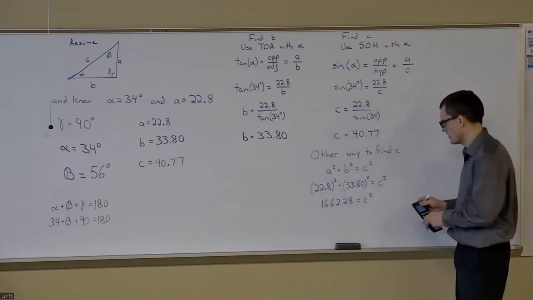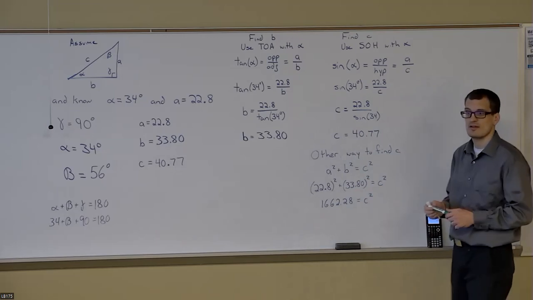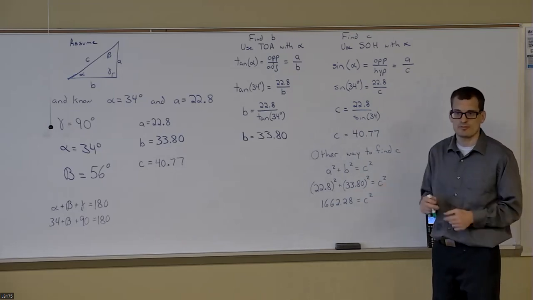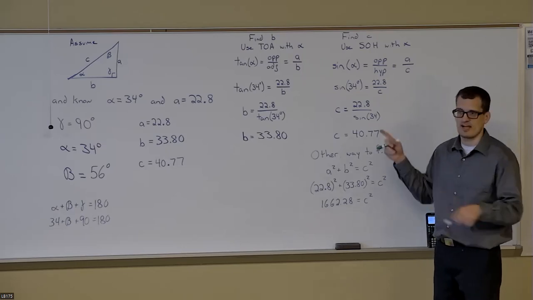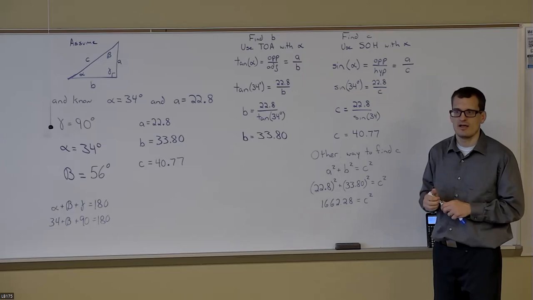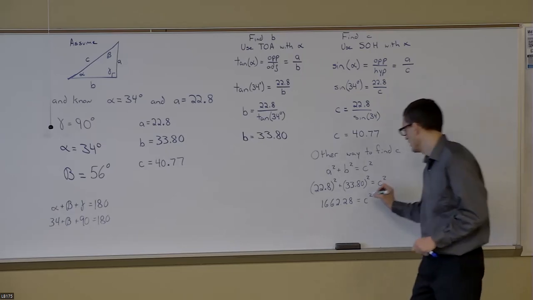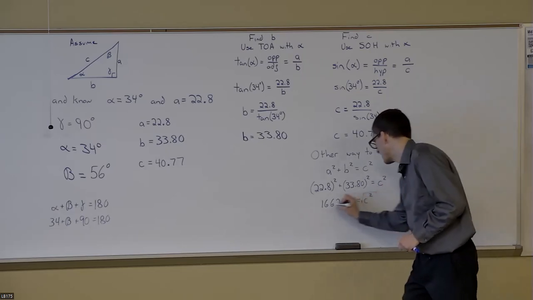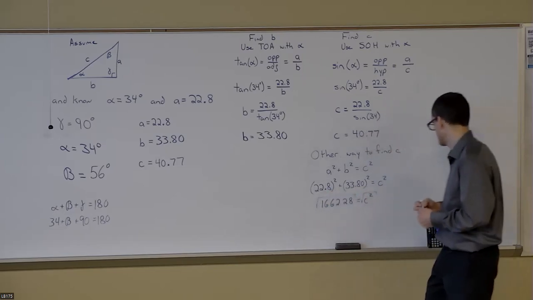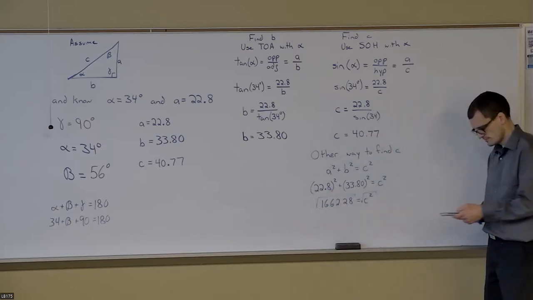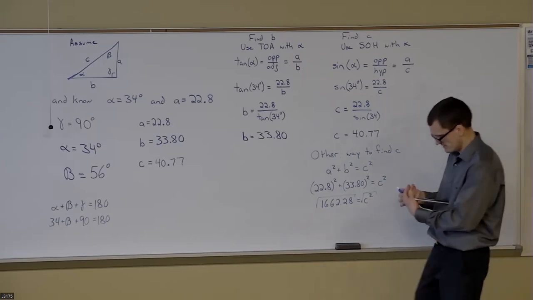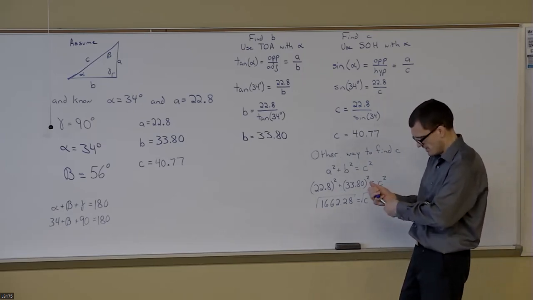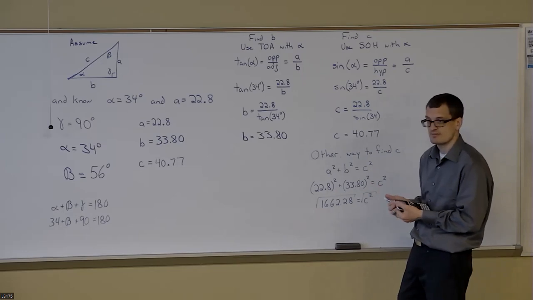And then hopefully we all know that to undo a square, we use the positive square root. We can use a positive square root here because it's a length of a side, so it's going to be a positive number, right? Hypotenuse is going to be positive. So square root both sides to get rid of the square. And in this case, it rounds again to 40.77.